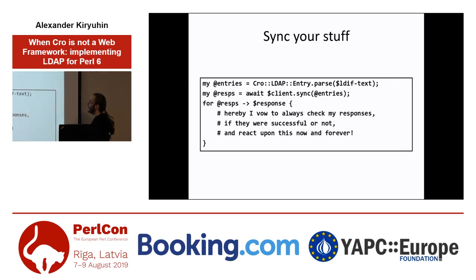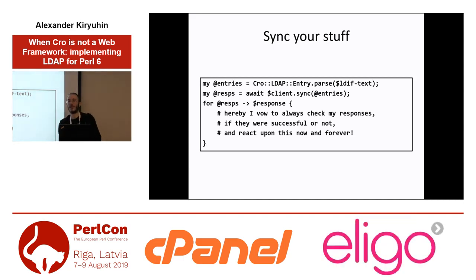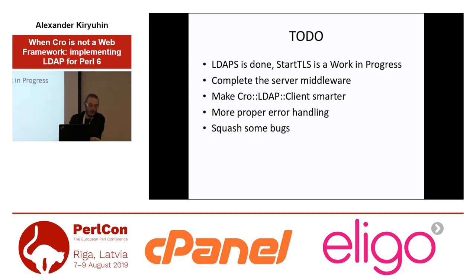You use the Cro::LDAP::Entry parse method to parse your LDIF text into a number of entries, actually a type of array of entries. It is a positional of Cro::LDAP::Entry objects. And then you just tell your client to sync those entries with the server. Of course, it should be connected. And then you receive a bunch of promises for each request you had. And when it is kept, well, please check your responses. It is important. So, okay.